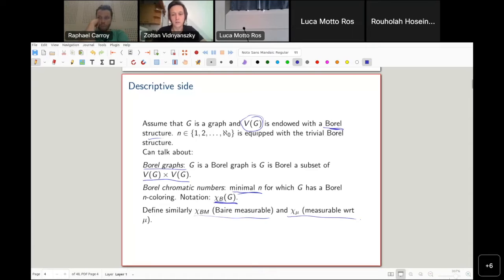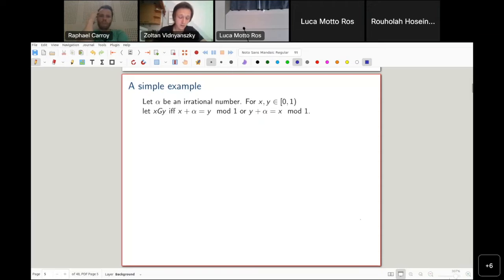There are these definable notions, and let me show you an example which illustrates that these definable notions are somewhat different from their original counterparts. This is probably a favorite simple example of a lot of people. The underlying space is the 0-1 interval, we fix an irrational number alpha, and two points x and y are connected if y is equal to x plus alpha modulo 1.